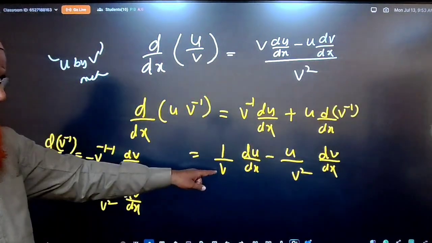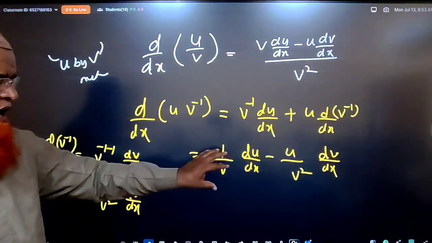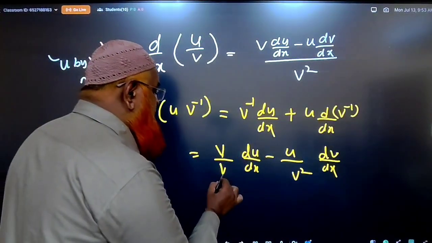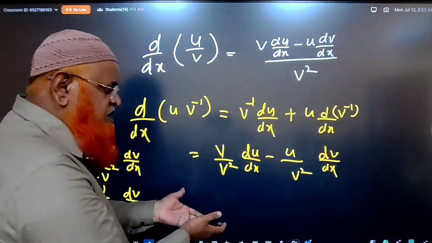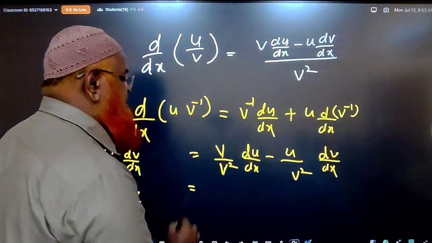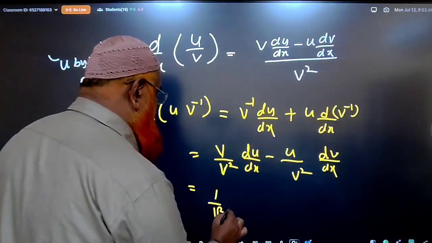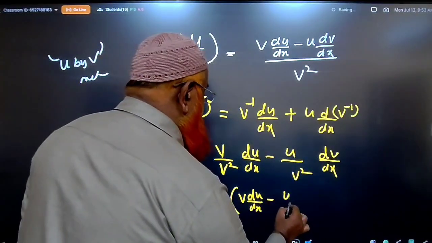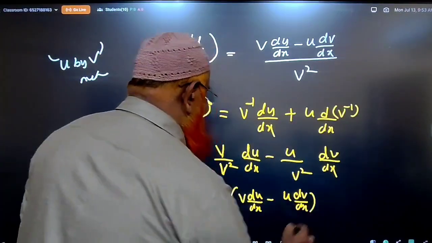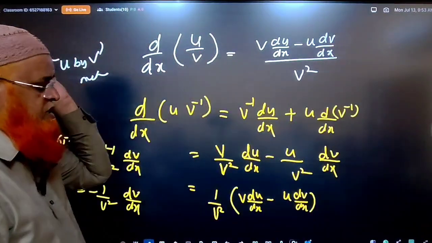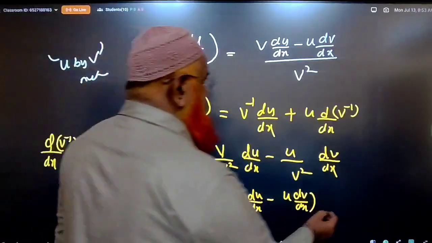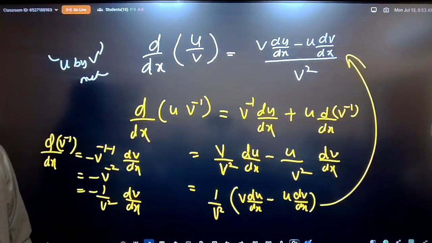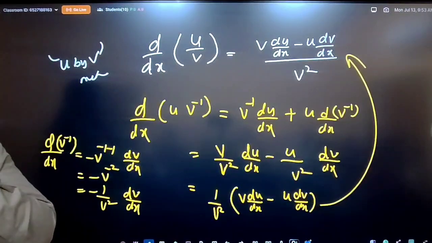Okay, so what will I do now? Here only one v is there, here v square is there. I want to common out 1 by v square. So can I write by multiplying numerator and denominator with v? V by v square. Multiply numerator and denominator with v. Then I can write this as, I will common out 1 by v square and I will get v into du by dx minus u into dv by dx. This 1 by v square comes to the denominator. Hope you understood now. So from this you are getting this step here. Is it okay? Yes. Hope you understood this one.